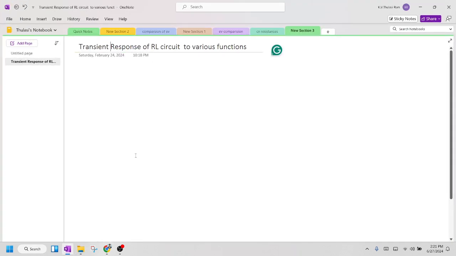Hi, good afternoon everyone. Today let us try to learn about the transient response of an RL circuit to various functions. Before going to the transient response of an RL circuit to various functions, let us try to learn about what are the different functions that are available to us. Let's try to see step by step.